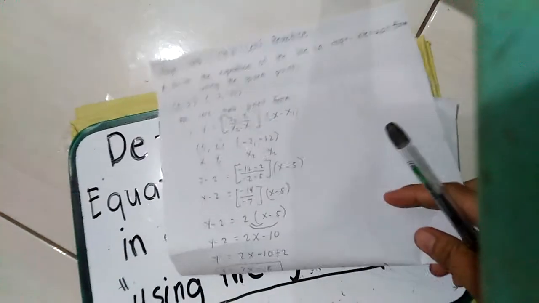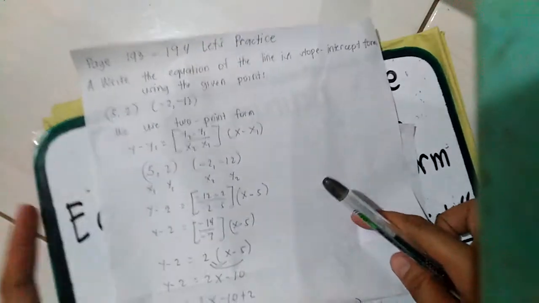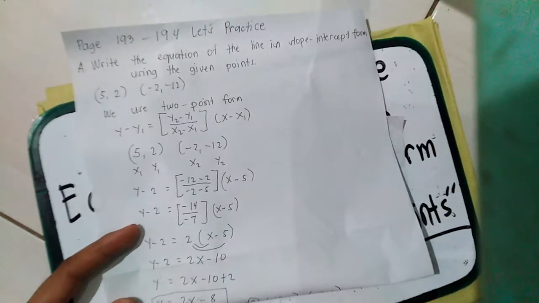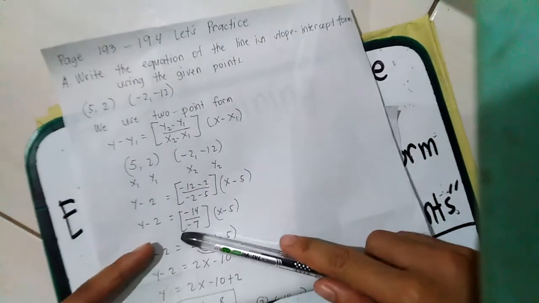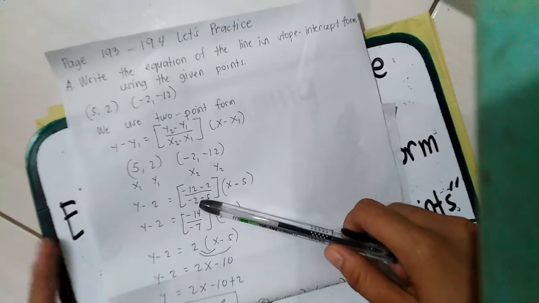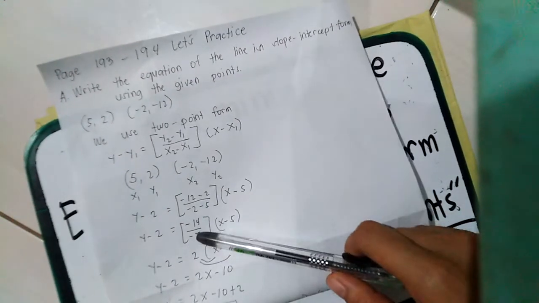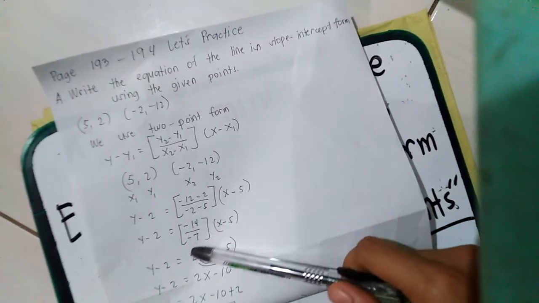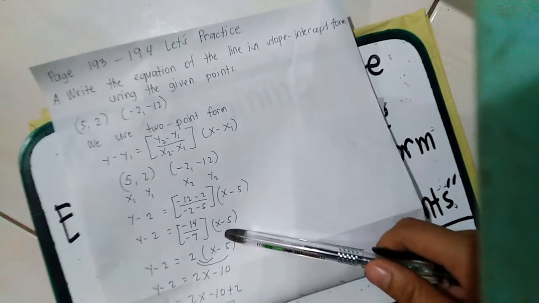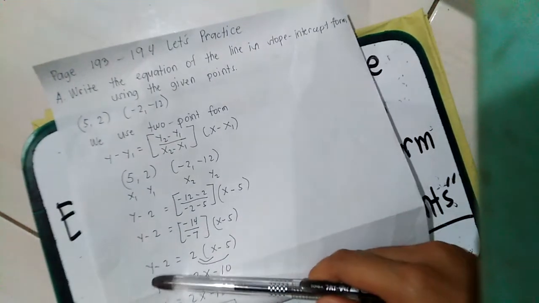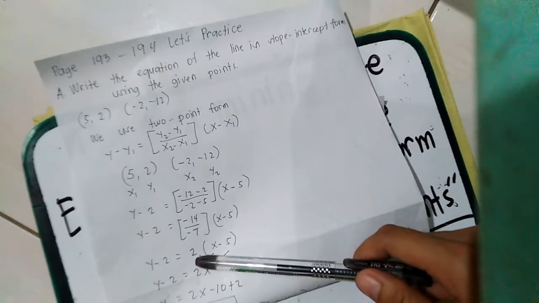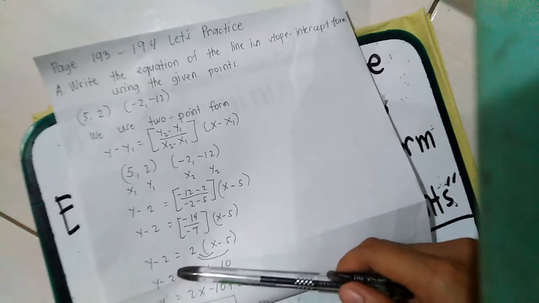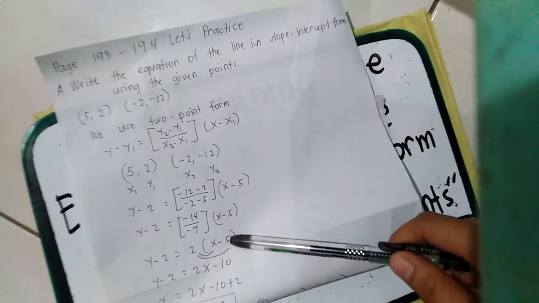Okay. Is this clear? So, next, we have y minus 2 equals, what is negative 12 minus 2? That is negative 14. Then negative 2 minus 5, that is negative 7. Then x minus 5. y minus 2 equals, what is negative 14 divided by negative 7? That is positive 2. That's why we have y minus 2 equals 2, then x minus 5.